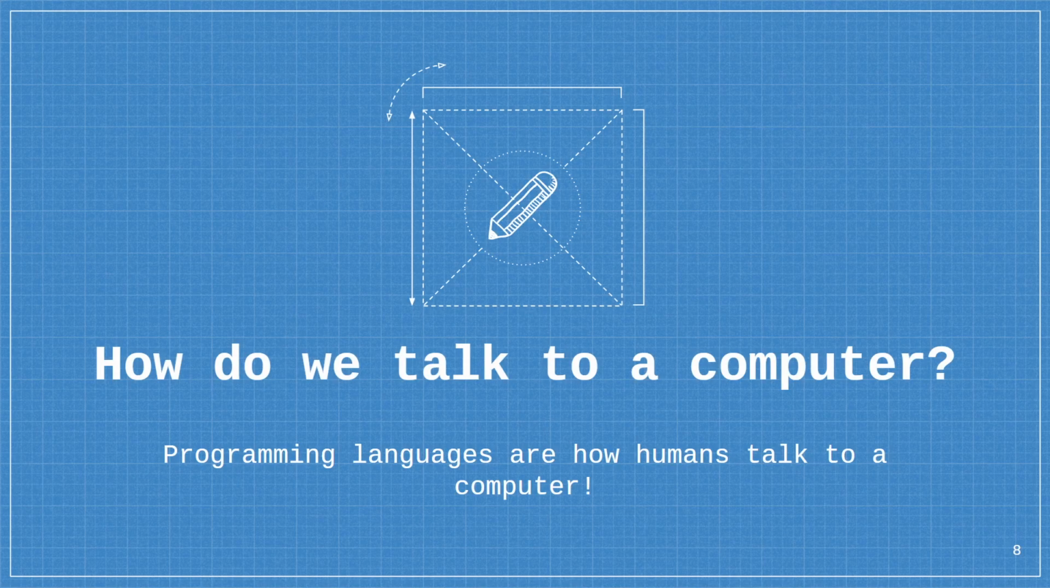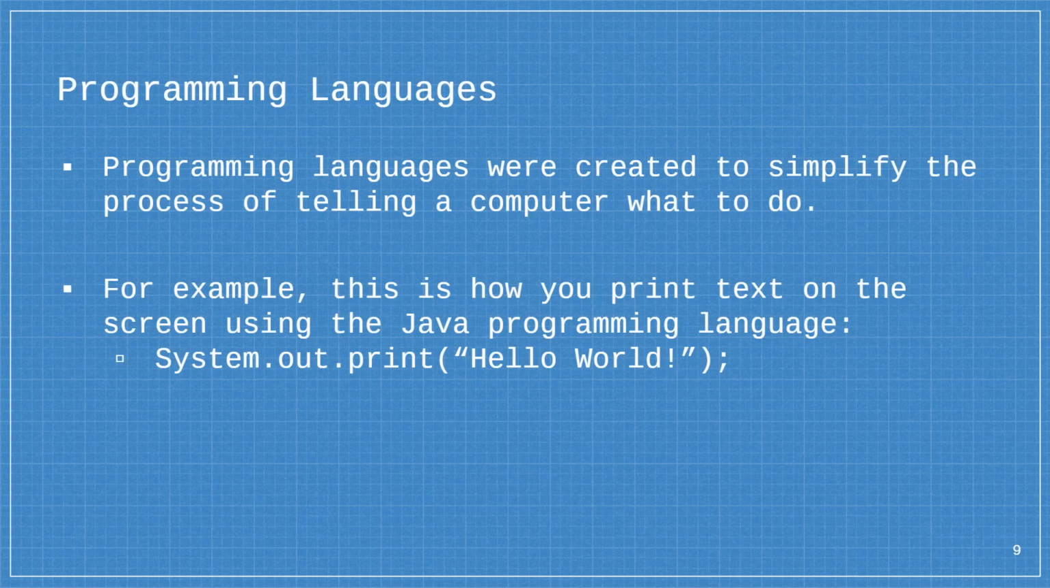Well, if computers can only understand binary code, how do we talk to computers? Well, we can use programming languages. What are programming languages? Well, programming languages were created to simplify the process of telling a computer what to do. Here is an example of how to print text on the screen using the Java programming language. We will cover this in more detail in our Java tutorials.